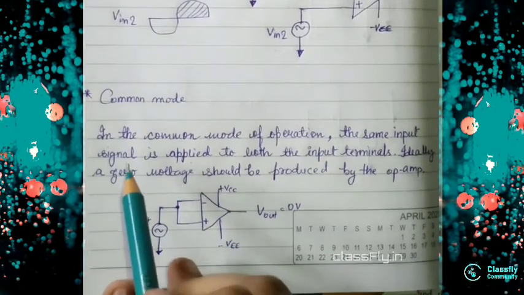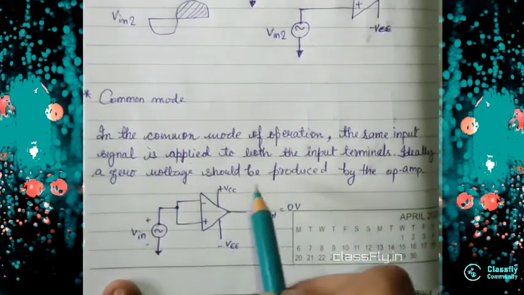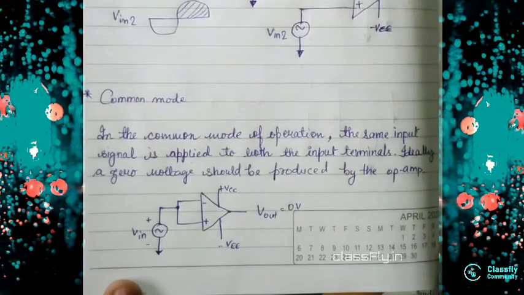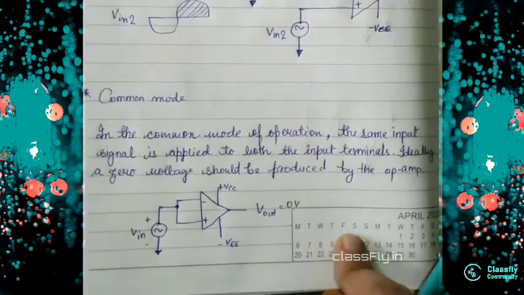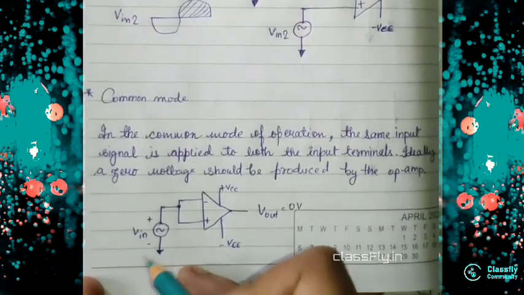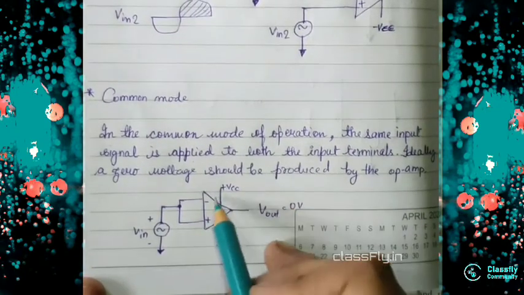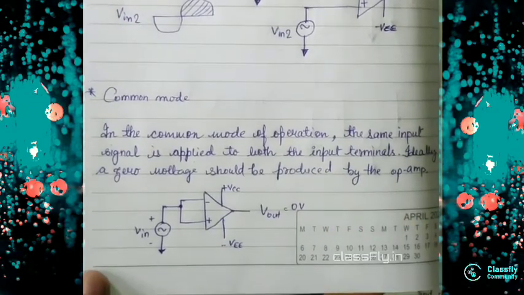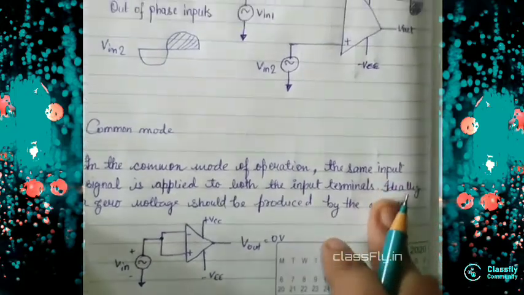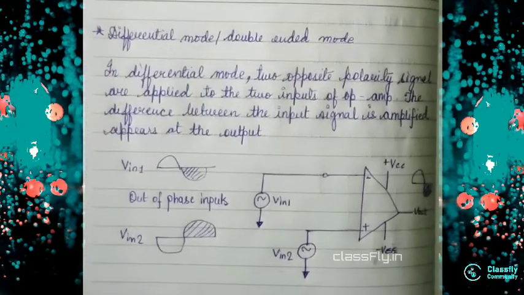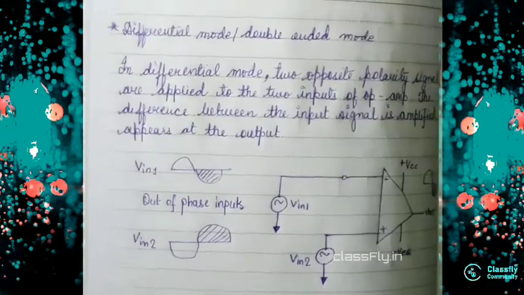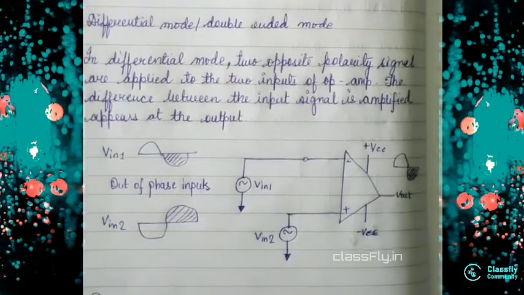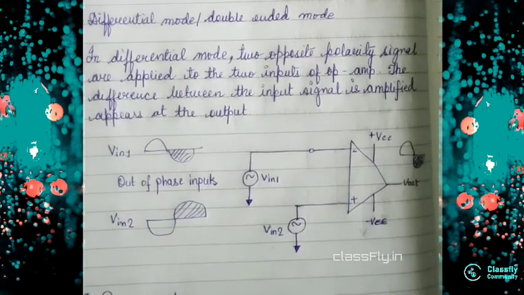It states that ideally a 0 voltage should be provided by the op-amp. Basically, the output will be 0 whenever it is in common mode. That is, if we provide 5 volts to both of them, the inverting and the non-inverting will nullify each other and we will get the output as 0. So these 3 are the input modes of the op-amp, and I hope all of you understood.